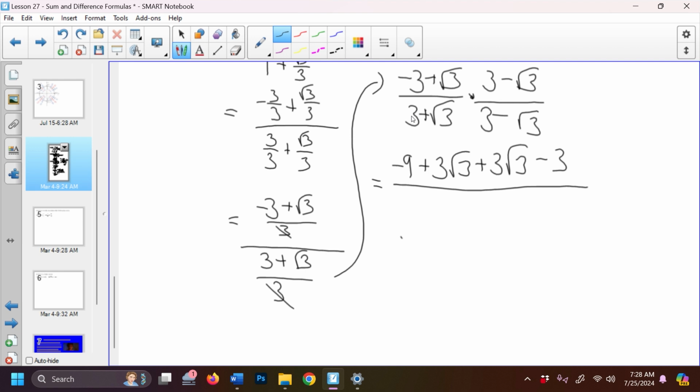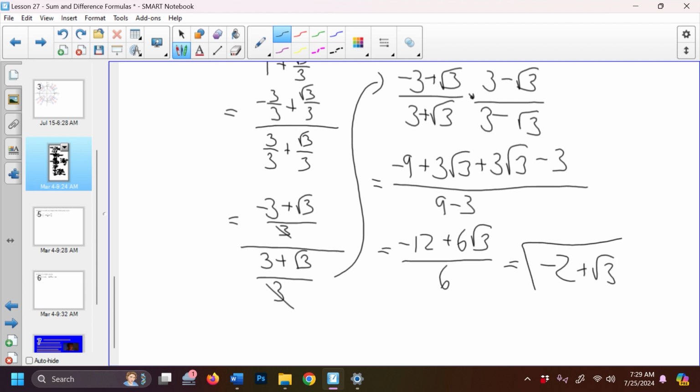In the bottom, I'll have 3 times 3 is 9. And then it will be -3. And when I add all that together, I get -12 plus 6 square root of 3. And then that'll be all over 6. And I can take a 6 out of every term. So my final answer, finally we get to it, will be -2 plus square root of 3 as my final answer. Oh, that one was a lot of work, but we got there.